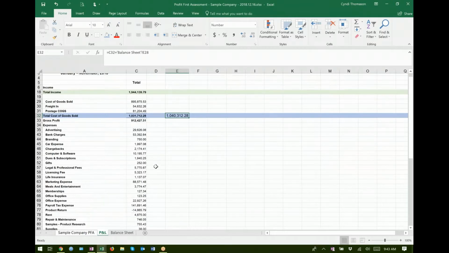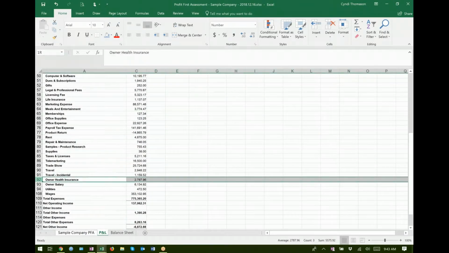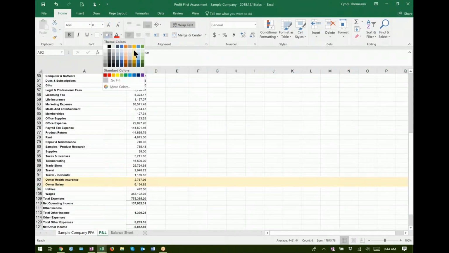The next thing that we're looking for is owner pay. We'll start by looking for that on our P&L, and we can see that this particular business has a couple of areas where they have paid themselves, where the owner's salary is broken out, their health insurance is broken out, so we want to capture that.